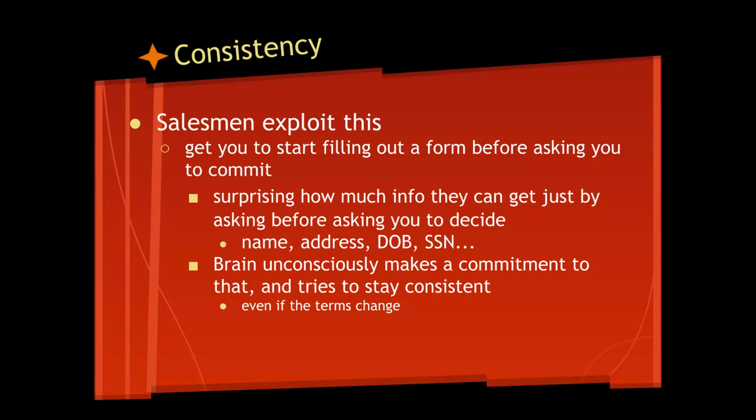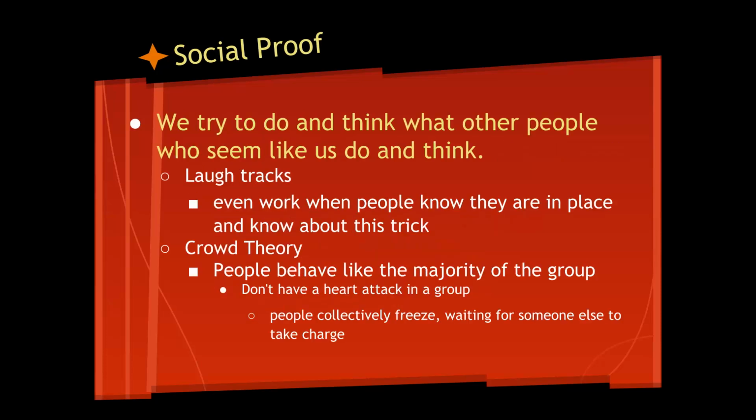But the brain unconsciously tries to make a commitment to that and tries to stay consistent, even if the terms change, which is the oddest thing. The terms may be, you can get this all for free, but after the first 6 months, you're going to have to pay us $100 a month. And that may be stated at the end of the whole process. So salesmen really do exploit that very commonly.